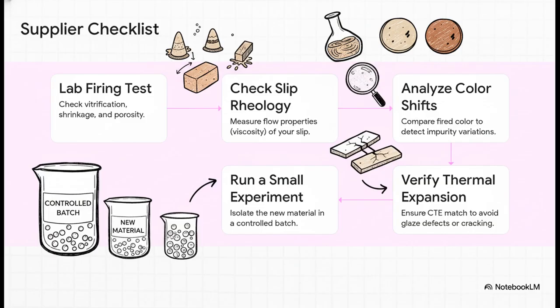2. Check the slip rheology. Does it make your slip thicker or thinner? That matters. 3. Look for color shifts. Compare the fired colors side by side. 4. Verify the thermal expansion. You don't want a mismatch that causes your glazes to craze or shiver. And 5, this is the most important. Before you go big, run a small, controlled experiment. Isolate that new material in one small batch so you can confirm its true impact without risking everything.